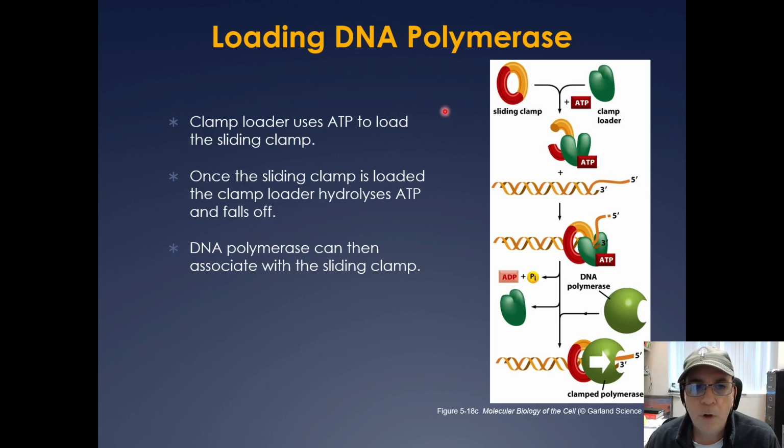Here's how the loading works. You basically have your sliding clamp and the clamp loader. The clamp loader uses ATP to load it onto the DNA, and then the ATP is hydrolyzed. The clamp loader falls off and DNA polymerase comes in, and then you can start synthesizing the DNA. So the clamp loader uses ATP to load the sliding clamp, and then DNA polymerase can come in.